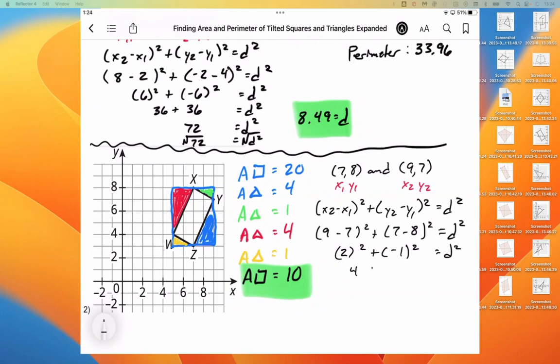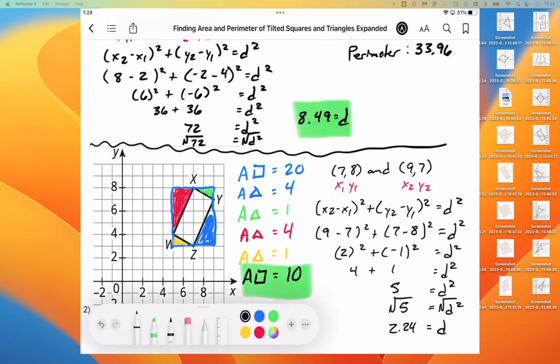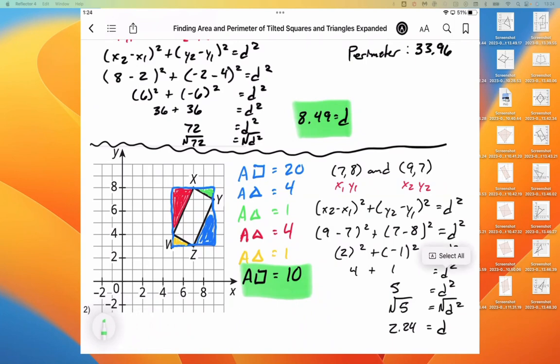So we'll have 4 plus 1 equals d squared. 5 is d squared. Take the square root of both sides. And we get 2.24. And that's going to be the short side.